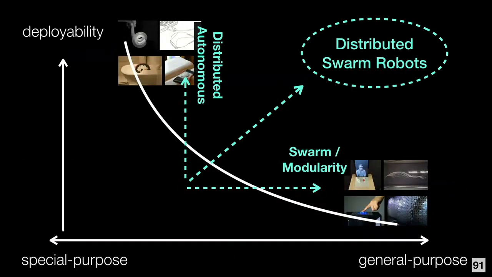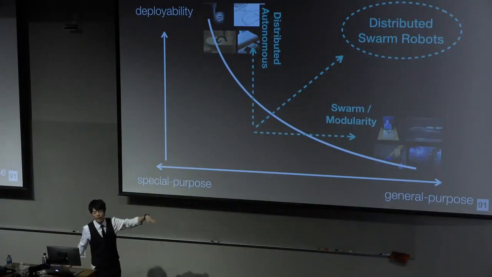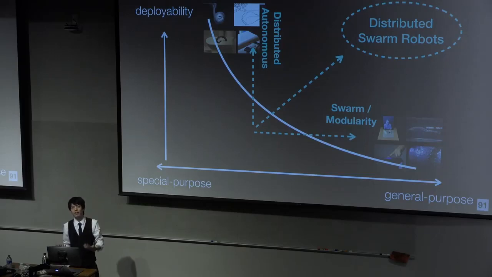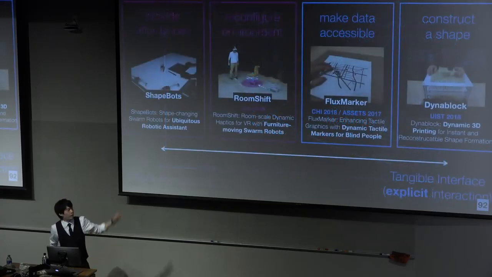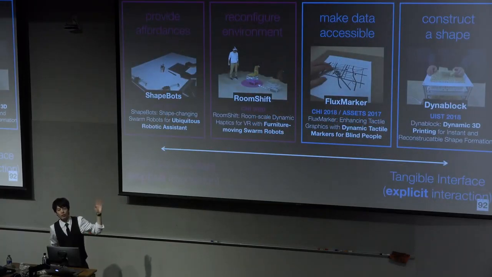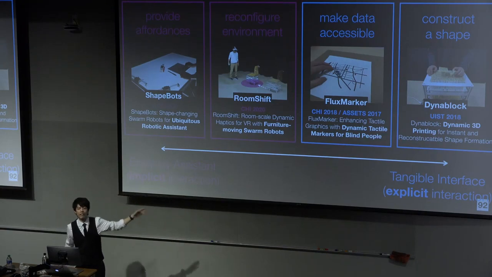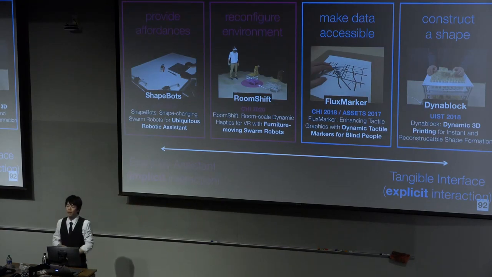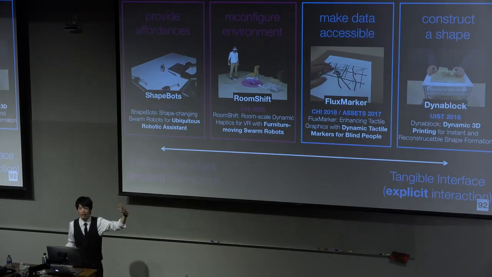And I'm also taking this approach because I think this is a pretty promising approach to make interfaces more deployable to our everyday environment, while maintaining the general-purpose programmability of these swarm robots. So here are the main 4 categories of what we can use it for. We design the application and the interaction technique through providing affordances to rearrange furniture for accessibility purposes, and provide dynamic shape construction.